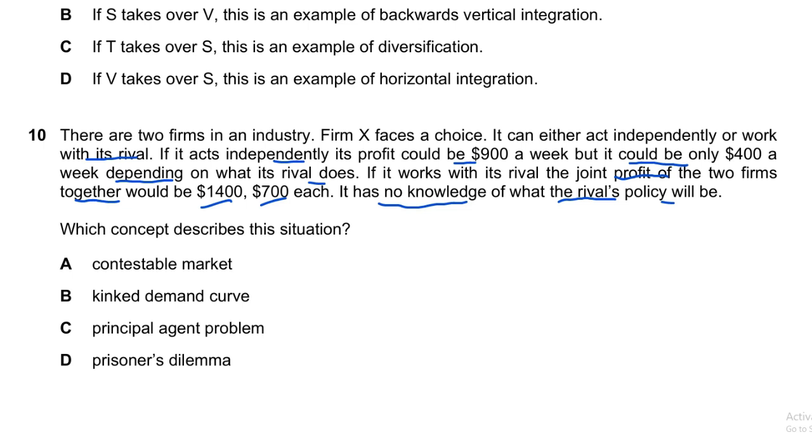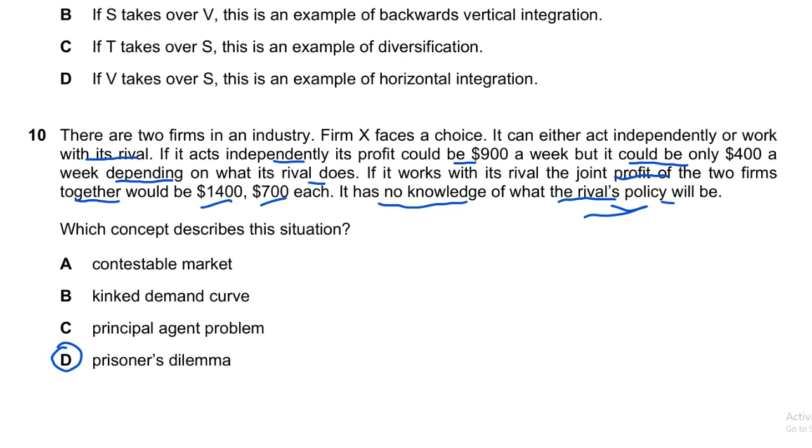So option D will be the correct answer for this question, because in this scenario two firms are making policies and they are not aware of, and don't have knowledge of, what the others are doing, and they take decisions accordingly, then it's called prisoner's dilemma. It's the basic requirement of the basic definition of prisoner's dilemma.